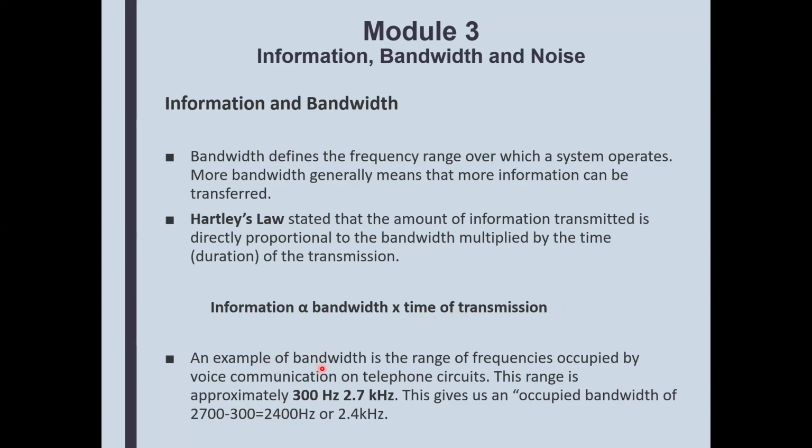An example of a bandwidth is the range of frequencies occupied by voice communication on telephone circuits. There is approximately 300 hertz to 2.7 kilohertz. This gives us an occupied bandwidth of 2700 minus 300, or 2.4 kilohertz. And yeah, we will get into more detail with that one.